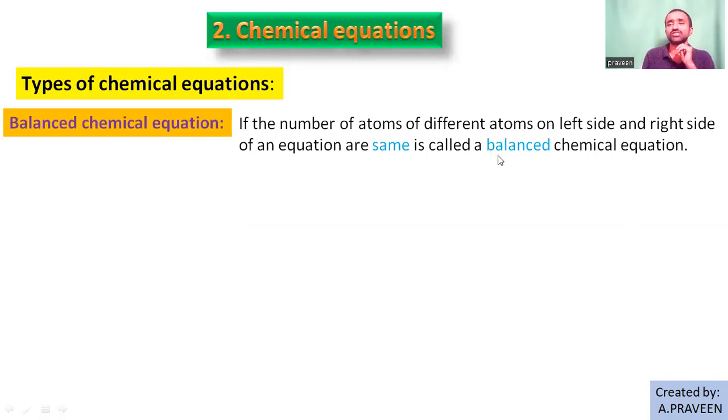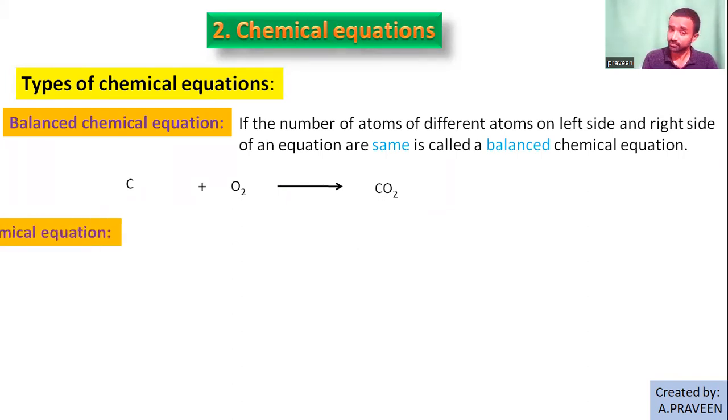What? The count is the same. Where? Left side, right side. Which count? Atoms count. Simple. Right? So we can define that easily. For example, here carbon plus oxygen gives carbon dioxide. This is an example of a balanced chemical equation. See the count. Carbon, left side 1, right side 1. Oxygen, here the subscript is 2, right side oxygen, the subscript is 2. Balanced.